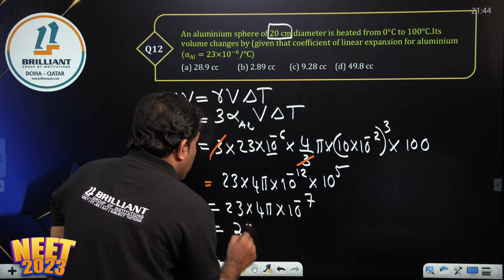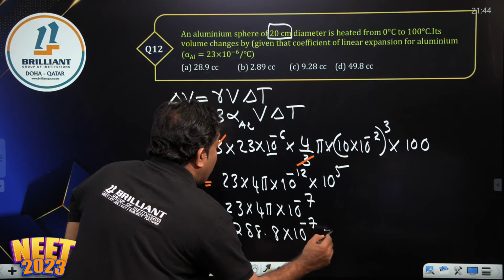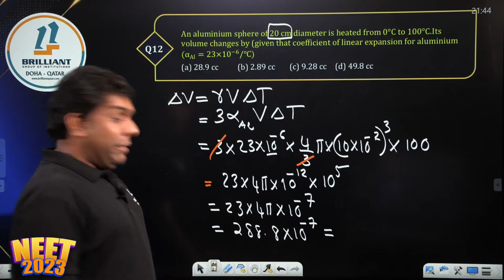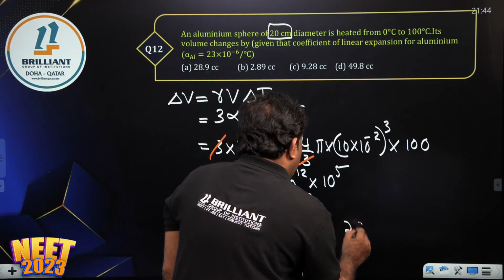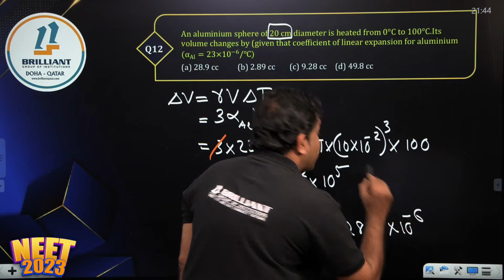23 into 4 pi is 288.8 into 10 raised to minus 7. So that we can write 28.8 into 10 raised to minus 6.